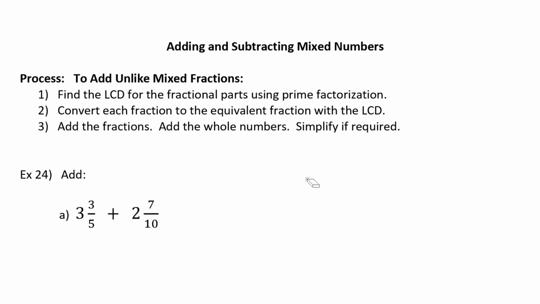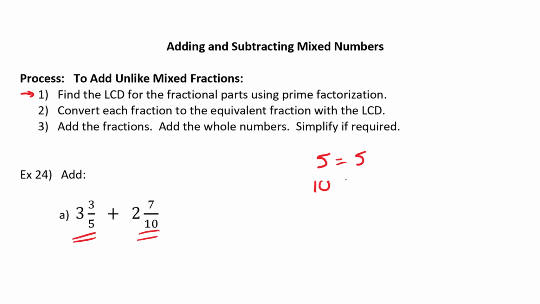Here we have two unlike mixed fractions. They both have a different denominator. What are the steps to add these together then? Step number one. We want to find the lowest common denominator for the fractional parts. We can do this using prime factorization. Let's do that now. 5 and 10.